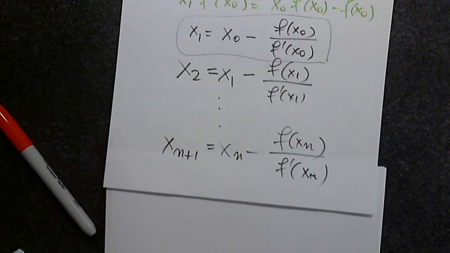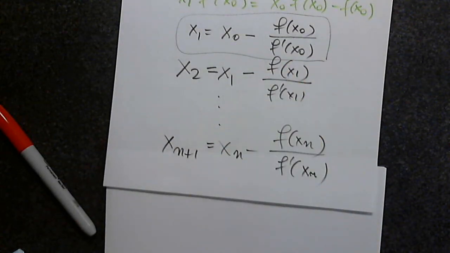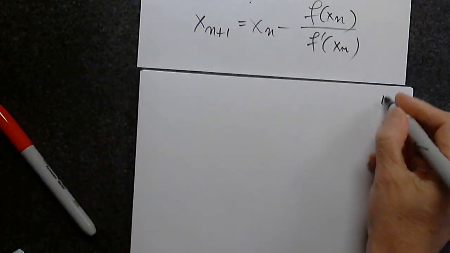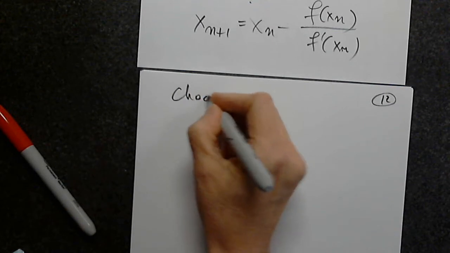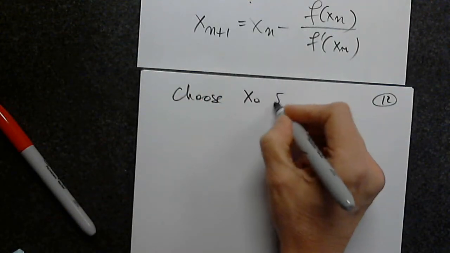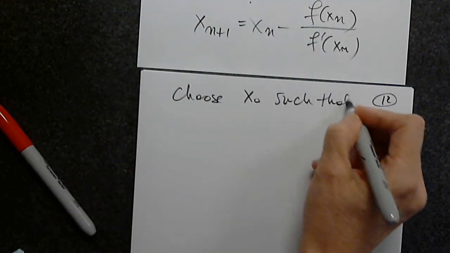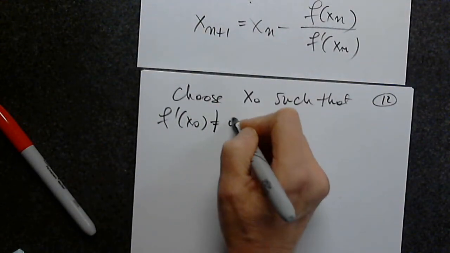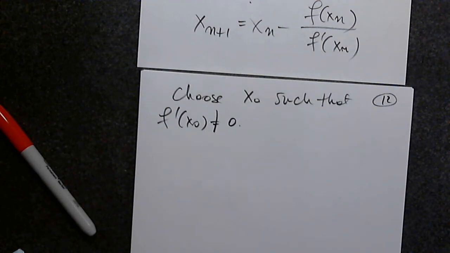So that is one key, one requirement. You have to make sure that the x0 you start the method with does not make f prime 0. Because as you see, f prime is in the denominator. So that's the first condition. You have to be very careful here. Choose x0 such that f prime of x0 is not 0. Otherwise, you're in trouble from the very beginning.